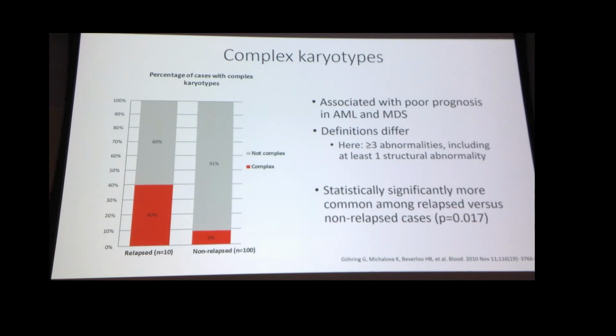We defined a complex karyotype as a karyotype with at least 3 abnormalities. One of those had to be a structural abnormality, so not just a gain of 8, a gain of 21, but something more complicated that was happening within the individual chromosome. So that was our definition that we used, and we did find that significantly more patients who had relapsed had complex karyotypes compared with the non-relapse cases. Among the non-relapse cases, only about 9% had a complex karyotype. Among the relapse cases, 40% showed a complex karyotype.